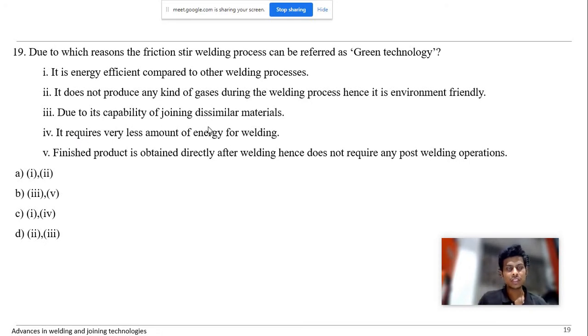Due to its capacity of joining dissimilar metals, this is a different context. Because of this, we won't say that this is a green technology. And the fifth is also not. It is valid for friction stir welding, but not for this statement, why it is called green technology. So 19A is the answer.